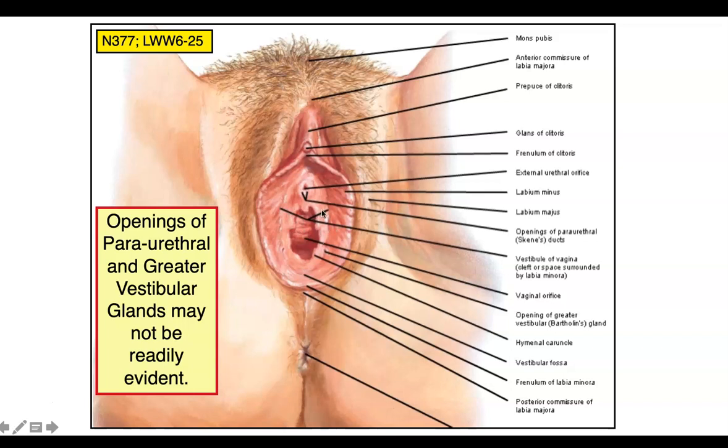In between the two labia minora, this space is called the vestibule of the vagina. The vestibule of the vagina has two orifices, or two openings. This is the vaginal orifice, and here there is another small orifice superiorly. This is the external urethral orifice. So in the female urogenital triangle, there are two openings, the external urethral orifice and the vaginal orifice.